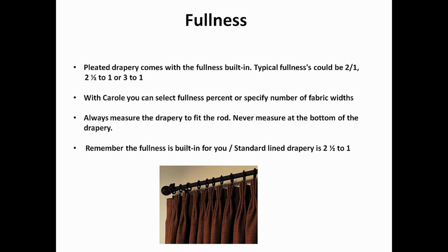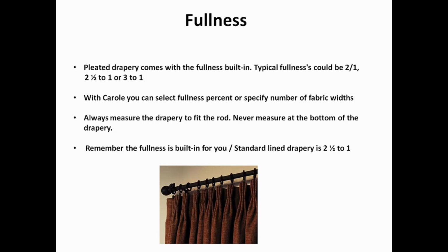But always measure the drapery to fit the rod. Never measure the drapery at the bottom. And here's what happens. Sometimes if a consumer measures their drapery, they don't want to get on a ladder and climb all the way to the top. So they take a drapery that's already got the fullness built in, hanging on a rod, they go down to the bottom and pull it apart, and say it's 200 inches. Then you put 200 inches on your order form, and also tell us to apply 2.5 to 1 fullness. Then all of a sudden you get back a 500-inch drapery when it was really only 200 inches where they spread it apart.